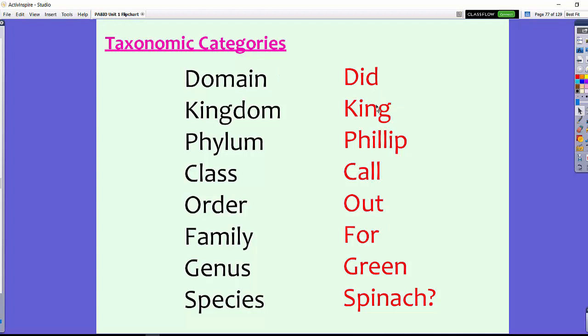Now, how do we remember this? Well, I have on the right what you can use as a mnemonic. You might have your own mnemonic, but this is what I learned when I was very young. So, did King Philip call out for green spinach? This is my mnemonic, but you might have one of your own. So, feel free to jot that down in your notes.